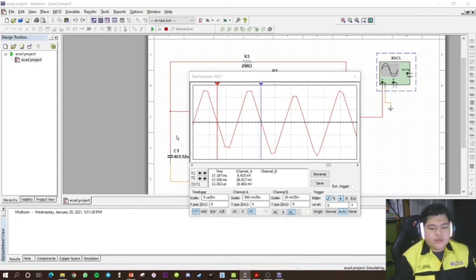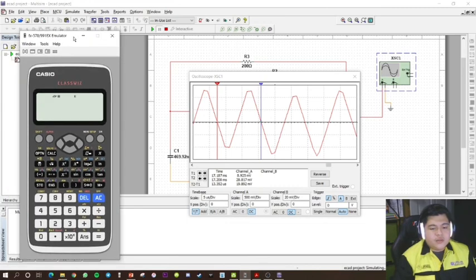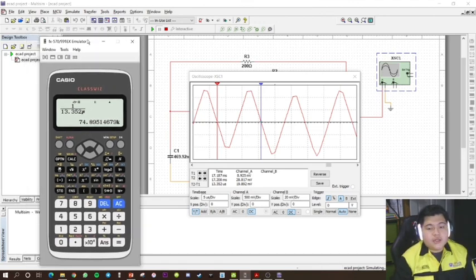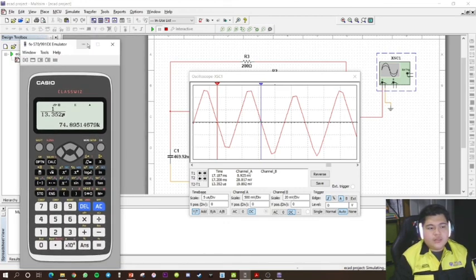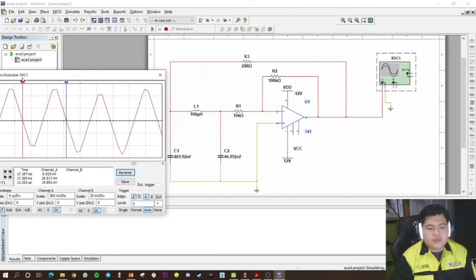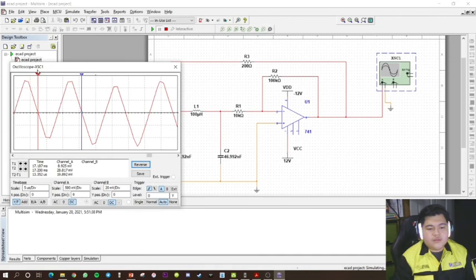We calculate using the frequency formula, which is 1 over period, so 1 over 13.352 microsecond, and we got the answer of 74.895 kilohertz. This answer is almost the same as what we required, which was 77 kilohertz. The answer is different since this is the actual response from the calculated value of the capacitance. So that's all from us.